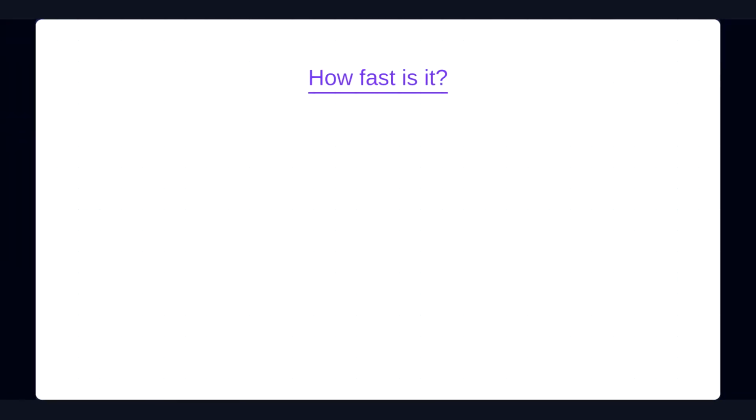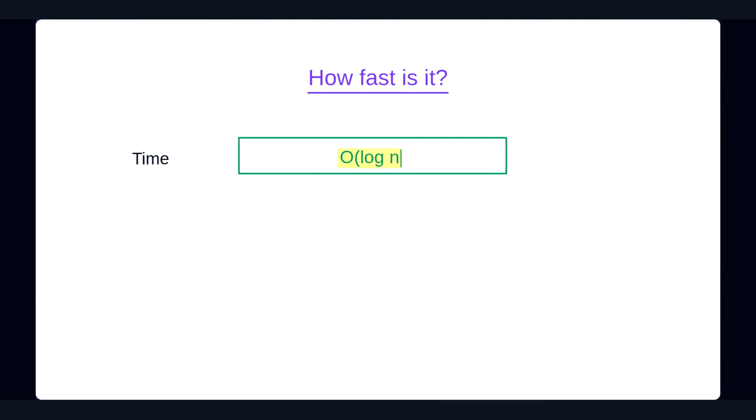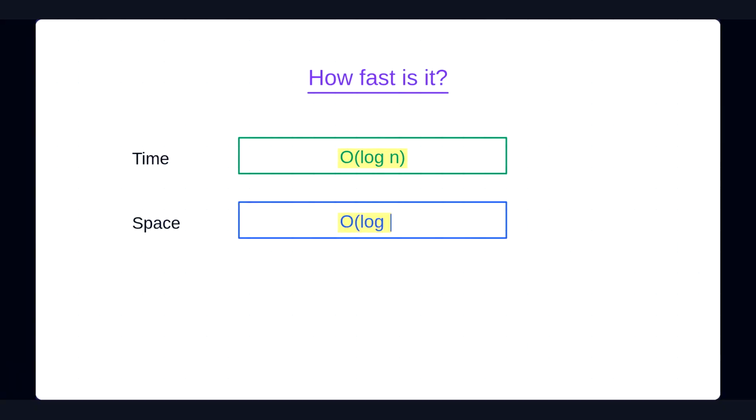Because n is halved on every call, the number of calls is about log n rather than n. So the time is order log n, a huge saving over the naive method. The space is also order log n, the depth of the recursion stack.